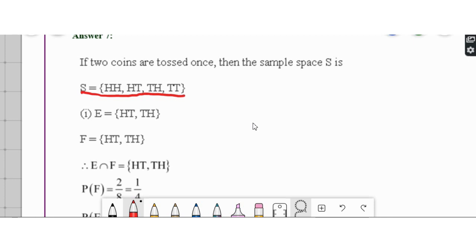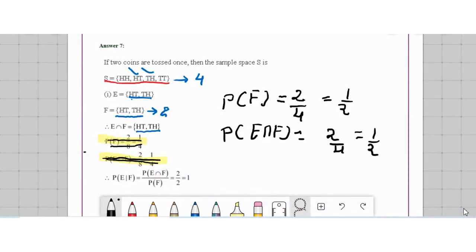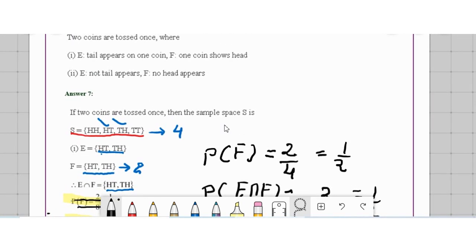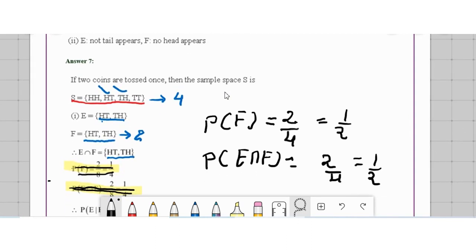So you know very well, when you toss two coins, the outcomes are 4: HH, HT, TH, and TT. Now E is tail, what is event E? E indicates a tail appears on one coin. So HT and TH will be the outcomes.